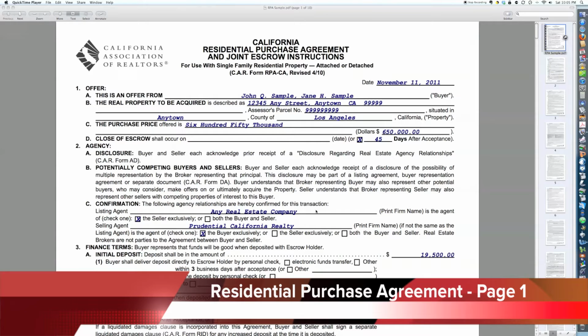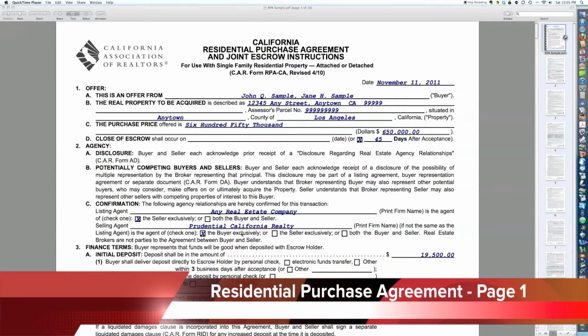2C, again very critical, is that as the buyer, you are confirming that you understand the agency relationships. So the listing agent, the one who put the property on the market, in this case is Any Real Estate Company, the name of the broker's company, and they're the agent of the seller exclusively. And the selling agent, the person representing the buyer, in this case is Prudential California Realty, me, and I'm the agent of the buyer exclusively.